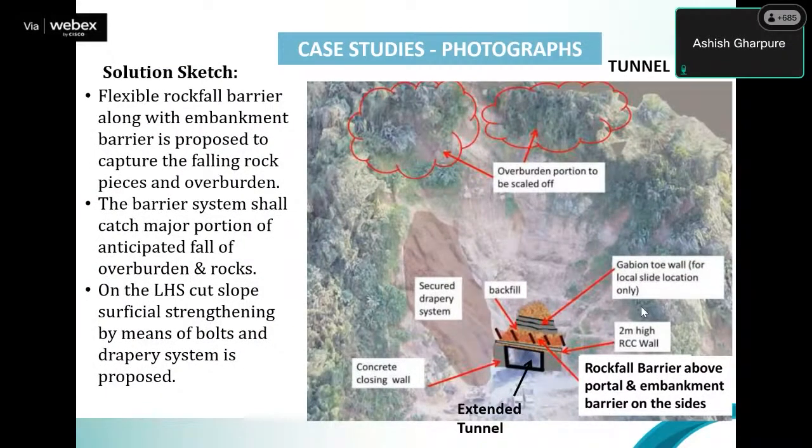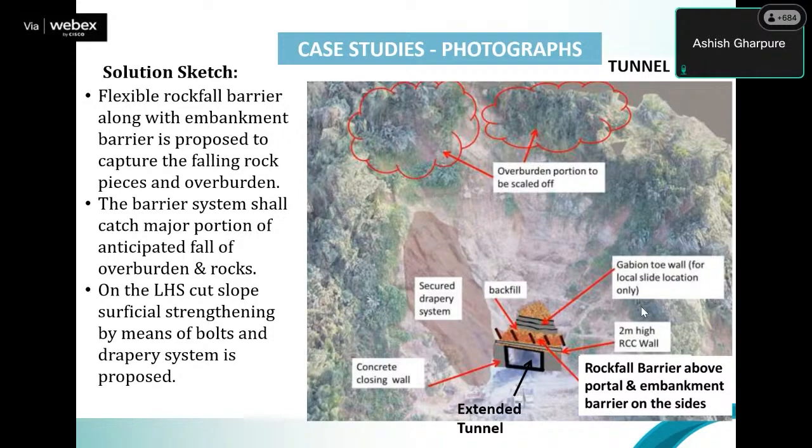So here also, where the tunnel portal is, we proposed an extension of the tunnel. If you see within one picture, we tried to do a lot of things: take out the overburden, put a barrier system at the top of the tunnel, a drapery system on the left hand side, right, and so on. So each location actually needs a lot of attention and detailing.